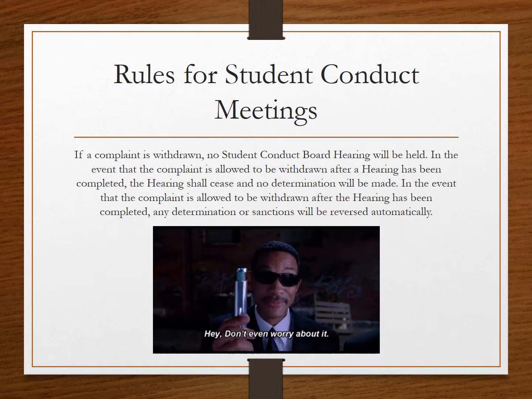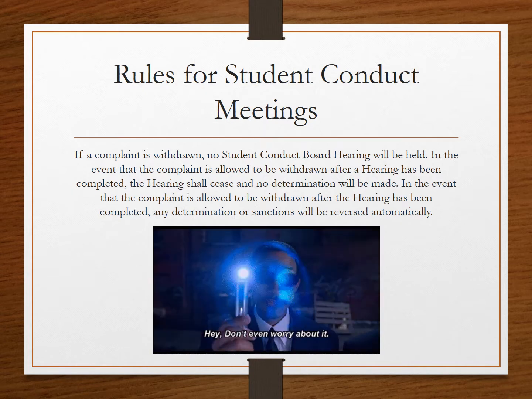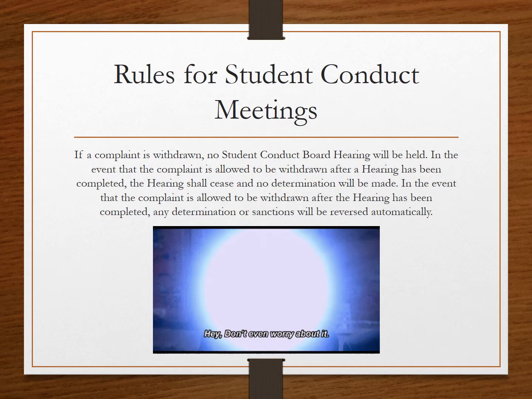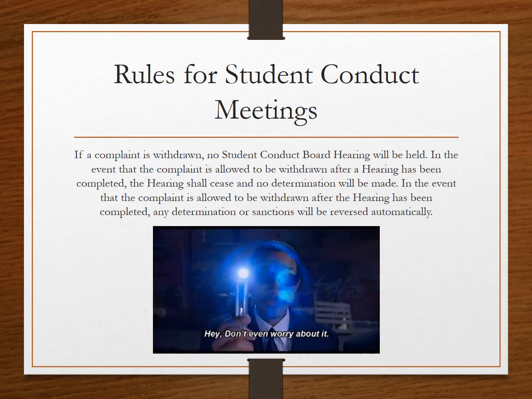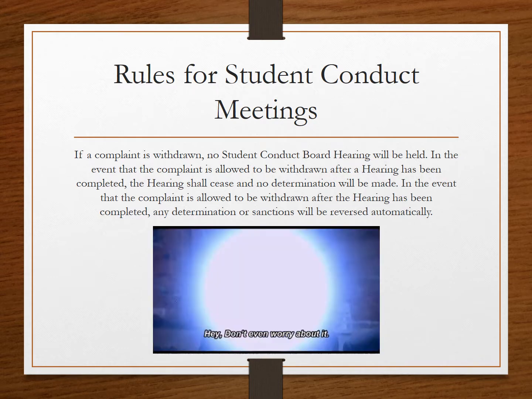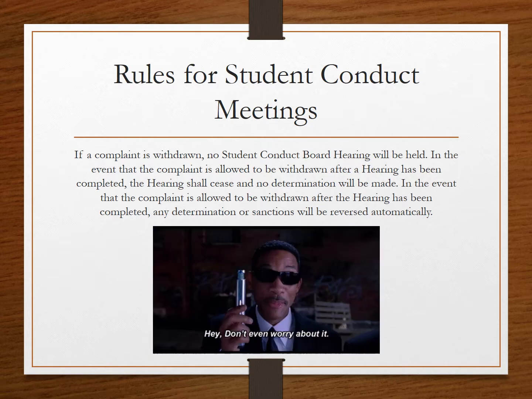If a complaint is withdrawn, no Student Conduct Board hearing will be held. In the event that the complaint is allowed to be withdrawn during a hearing, the hearings shall cease and no determination will be made. In the event that the complaint is allowed to be withdrawn after the hearing has been completed, any determination or sanctions will be reversed automatically. If the Vice President for Student Life does not allow the complaint to be withdrawn, the Student Conduct Board hearing will proceed under the normal process. The Board will disregard the attempted withdrawal of the complaint in making its determinations and recommending sanctions.